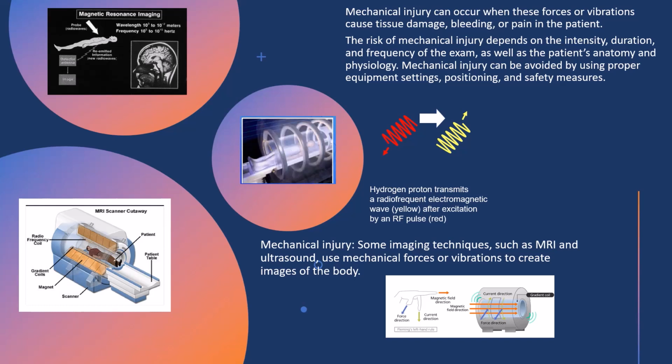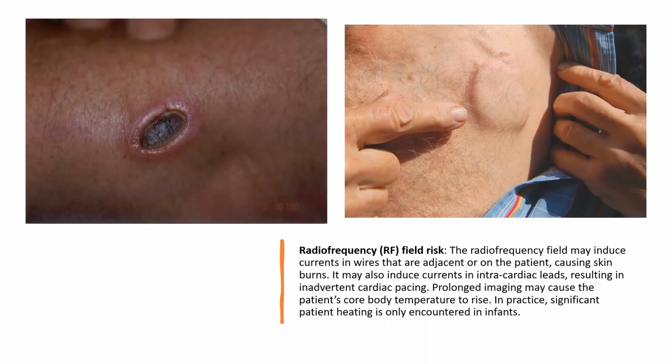Mechanical injury can occur when these forces or vibrations cause tissue damage, bleeding, or pain in the patient. We use radio frequency pulses to create MRI images. The radio frequency field may induce currents in wires that are adjacent or on the patient, causing skin burn.